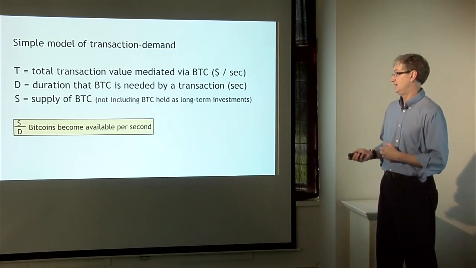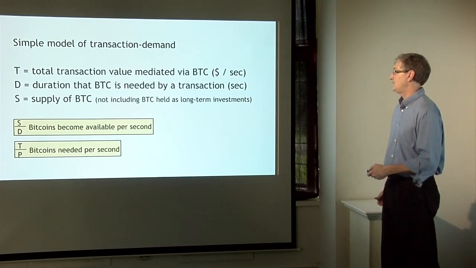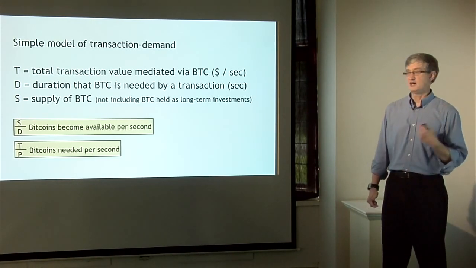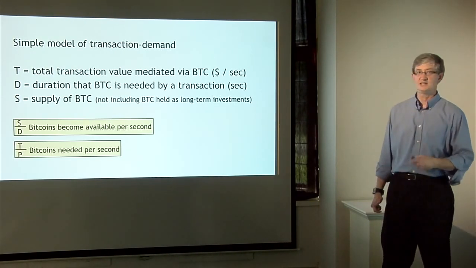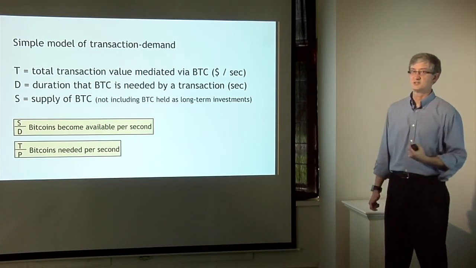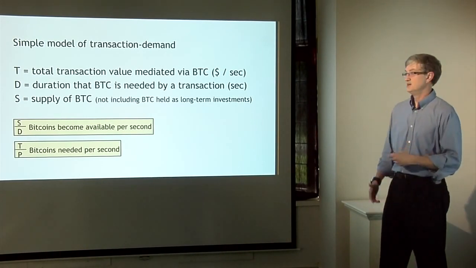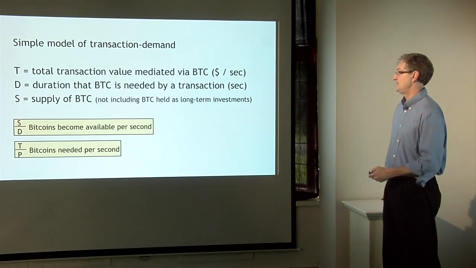That's the supply side. On the demand side, the number of bitcoins per second that are needed to mediate transactions: well, we have T dollars worth of transactions to mediate. And in order to mediate $1 worth of transaction, we need 1/P bitcoins. That is, we need to take this T, which is measured in dollars per second, and divide it by the price P in dollars per bitcoin, and the result we get is bitcoins per second. These are the number of bitcoins per second that are needed in order to serve all the transactions that people want to serve. Okay, so if you look at a particular second of time, for that second, there's a supply of bitcoins of S/D, and there is a demand of T/P.